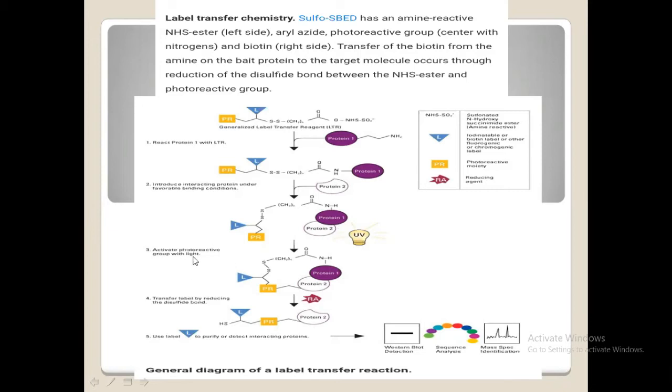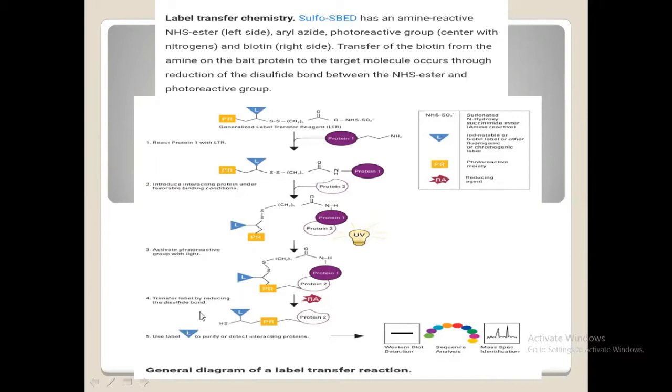So activate the photoreactive group with light. Now you see that the second protein is also trying to interact with the first complex. Now you activate this reaction with UV light, that is photoreactive light. Now you see that another complex will be formed. These two proteins are interacting at the same time, and they are connected with this label transfer reagent.